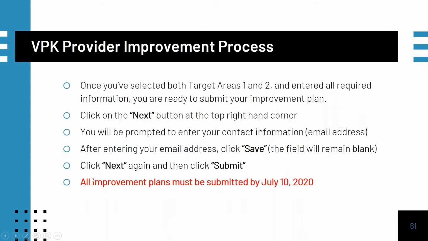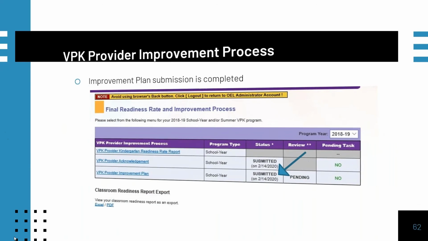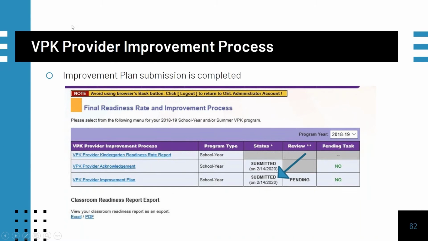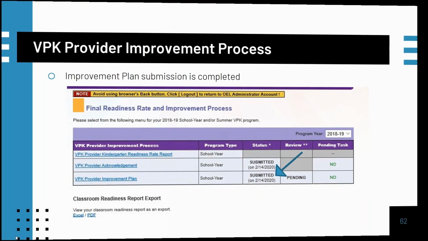Just a reminder, all improvement plans must be submitted by July 10th. Okay, so that's important to note. July 10th, they all have to be submitted. Now, once your improvement plan has been submitted, when you look, you'll see VPK improvement plan, you'll see that it's submitted, and it'll have the date that it was submitted.